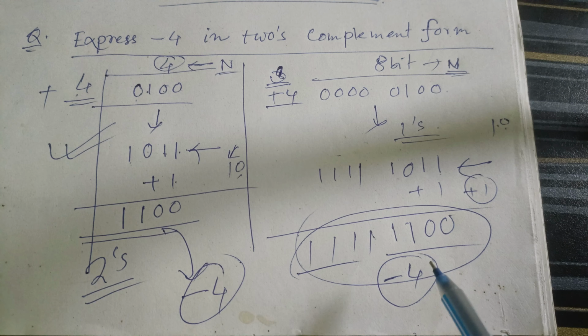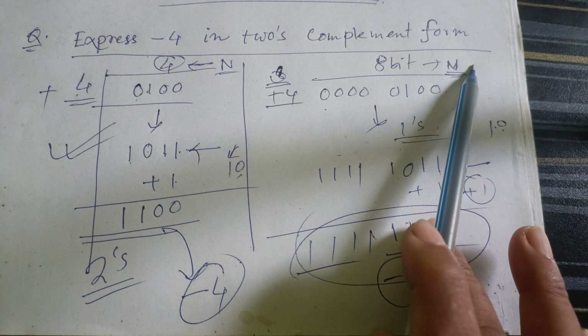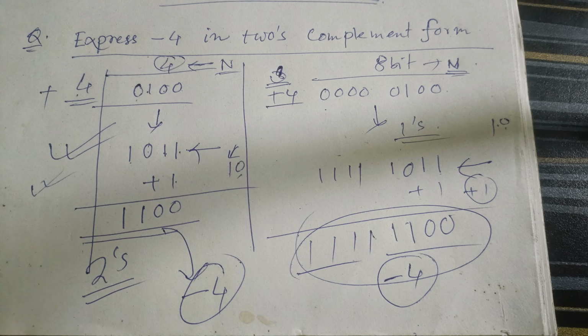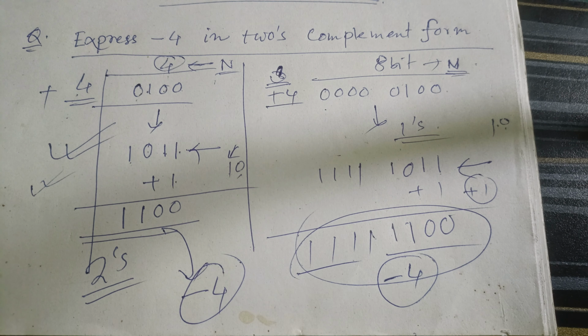So I hope now it's clear how to express -4 in 2's complement form. I have represented it in both 4-bit representation and 8-bit representation.